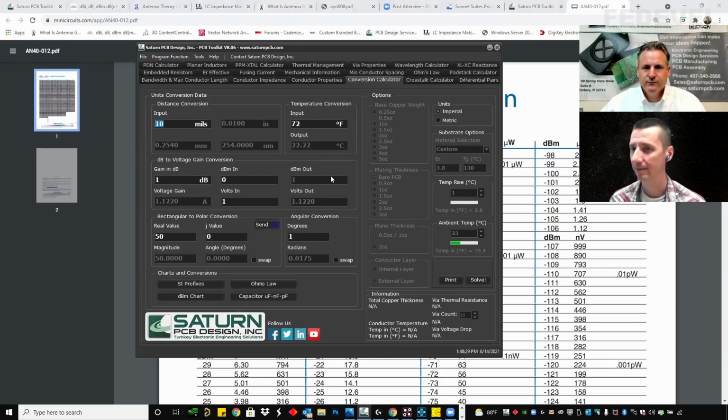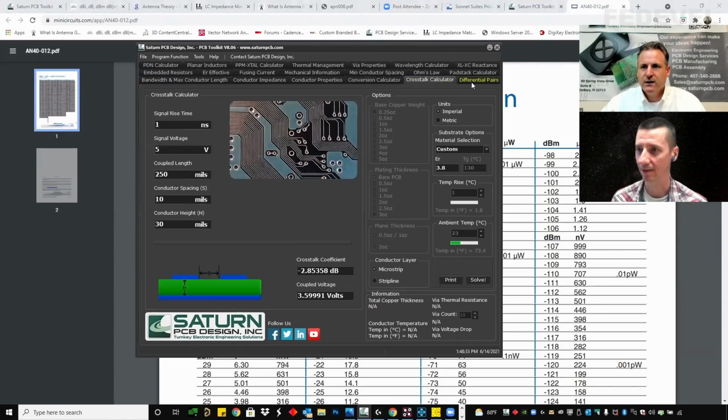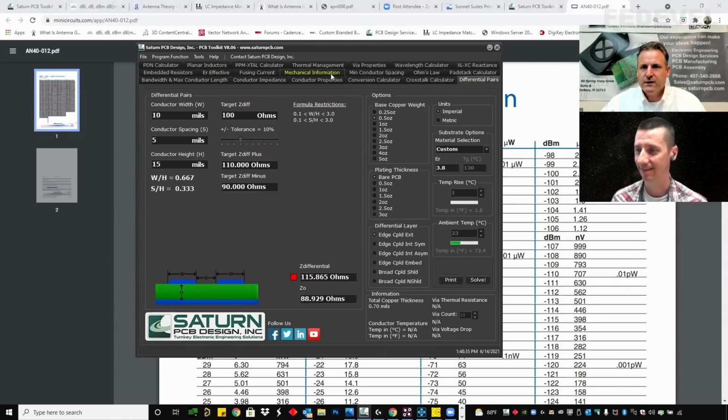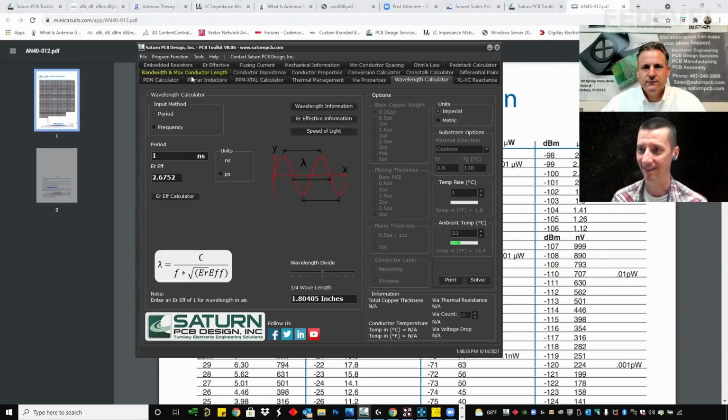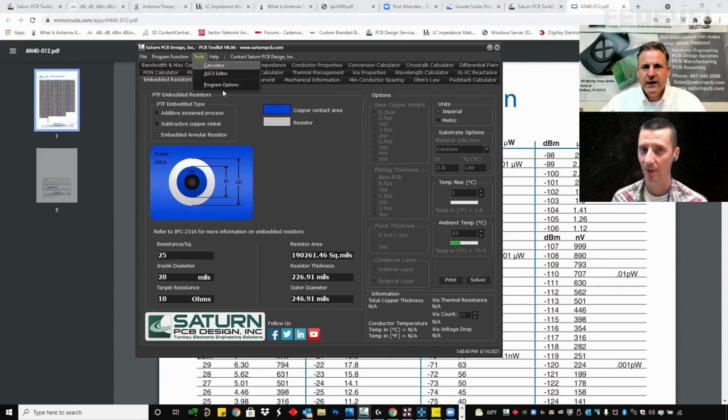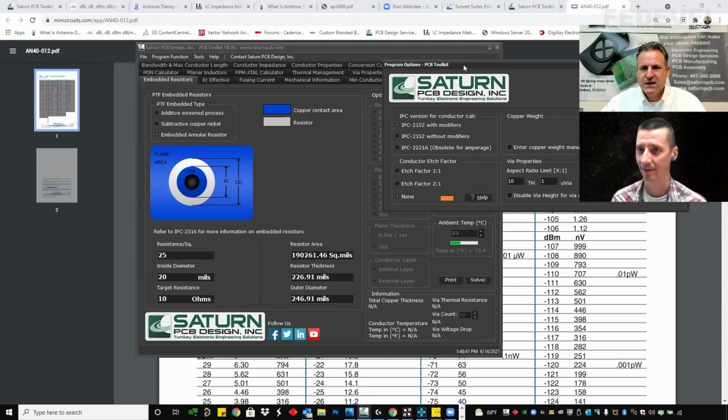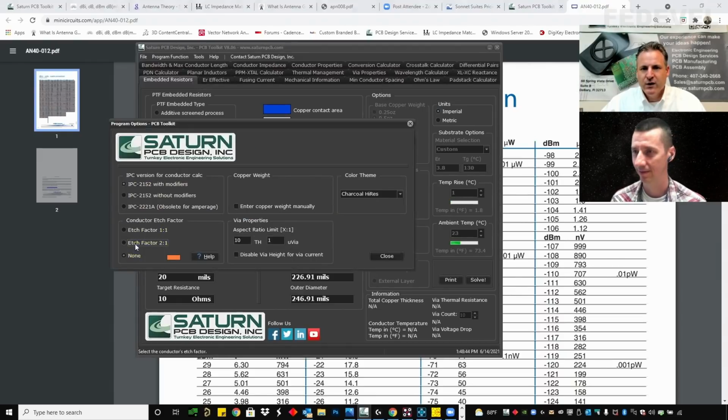Okay. And that's the last one, I think. We went through everything. I believe that is the last one. Yes. And obviously I've got options down here. Etch factor. If you want to play around with etch factor of the trace, aspect ratio for your vias.